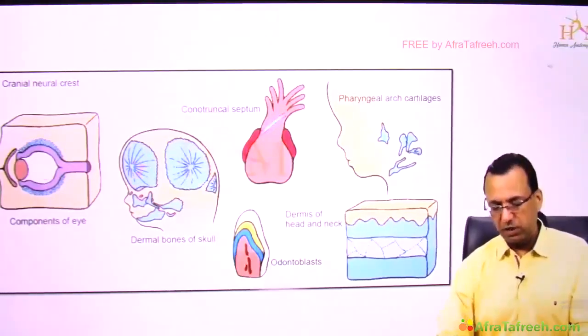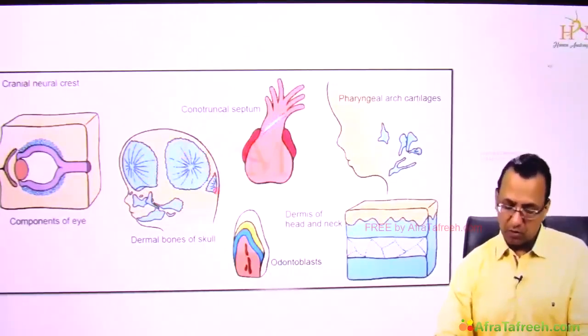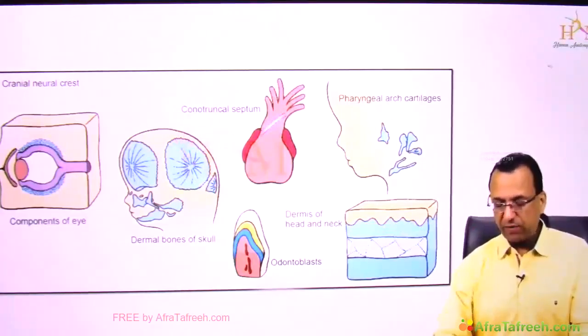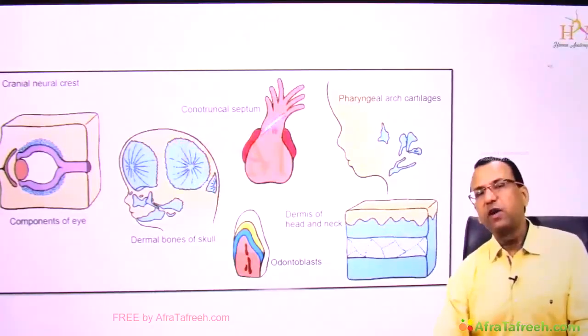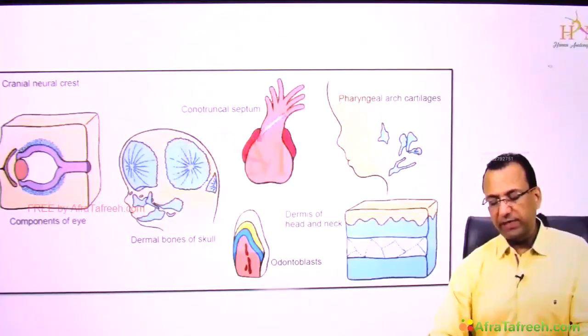What about the skull bones? As we have discussed, anterolateral component of the skull bones is from the neural crest cell, but not the posterior, like the occipital bone. Why? Where is posterior occipital bone from? Primary mesoderm. And what else is from the neural crest cell? There is something called aorta pulmonary septum. So aorta pulmonary septum is also from the neural crest cell.